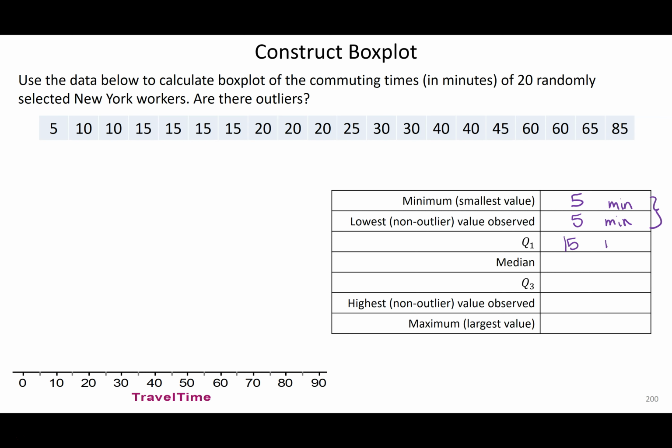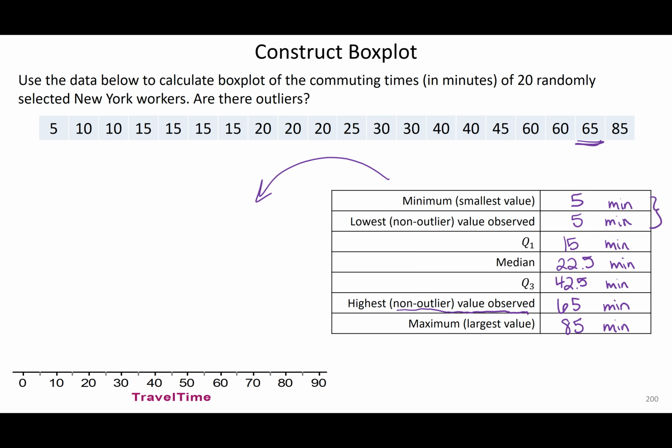Q1 is 15 minutes. My median was at 22.5 minutes. My third quartile was 42.5 minutes. My highest non-outlier value observed, that's this 65 minutes. And then my maximum, which is my largest value, is 85 minutes. So I can use all of this information to put into the box plot.